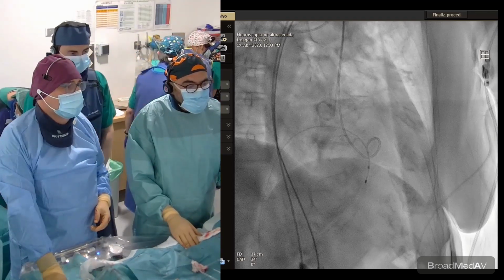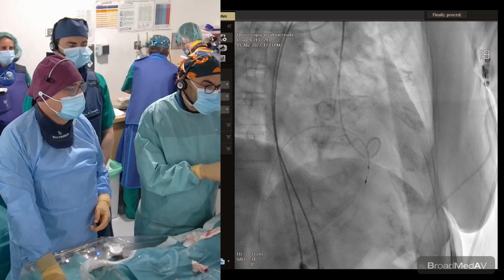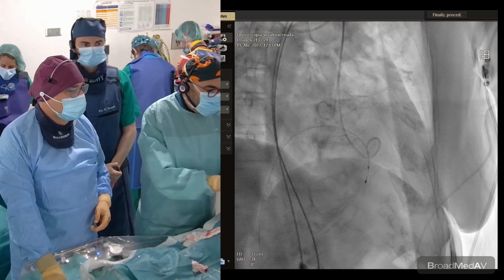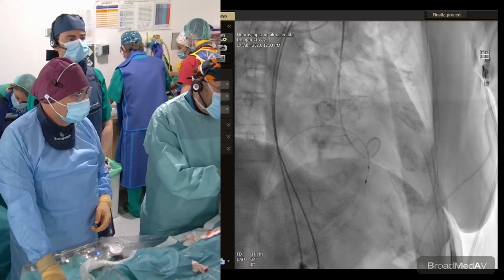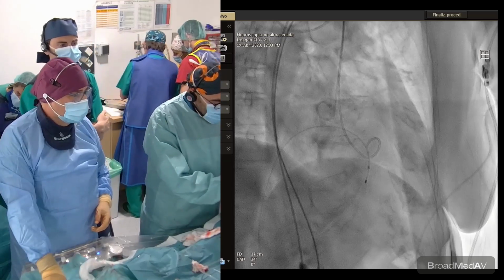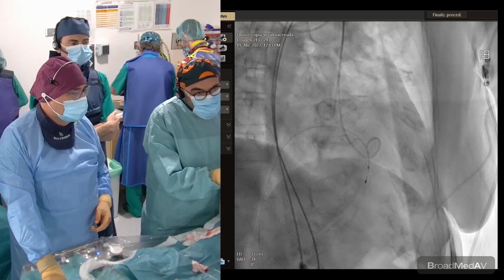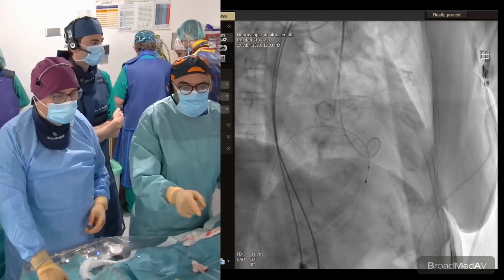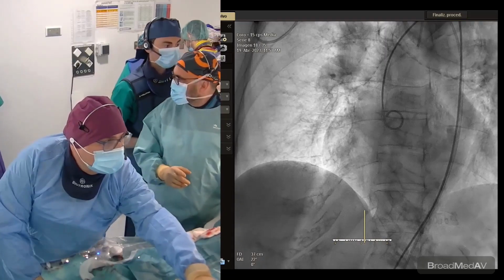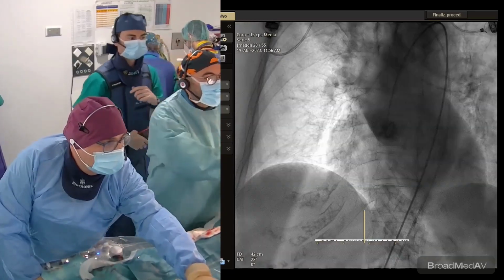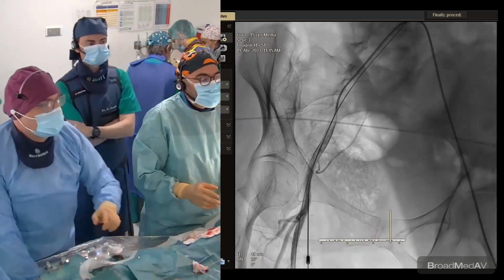Up to now, we are implanting the valve through the right femoral artery. We have punctured the left femoral artery with echo. We have punctured the right femoral artery with contrast injection. I think we can see one of the images we have here that shows the puncture. Yeah, you can see it now.